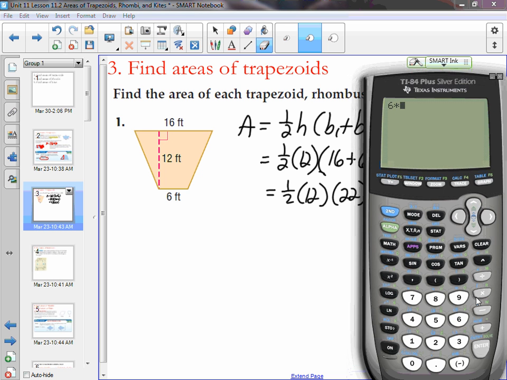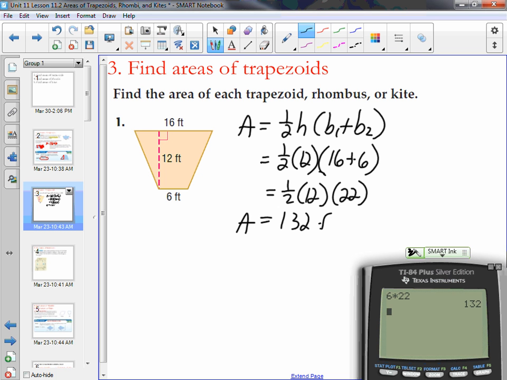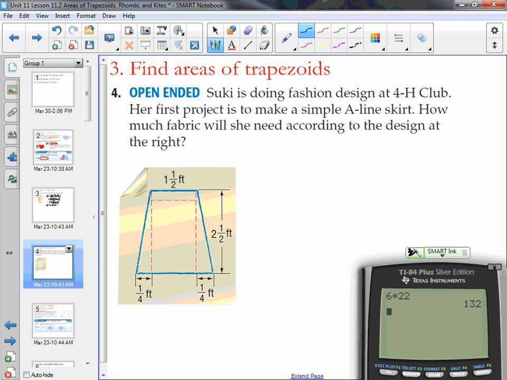And 6 times 22 is 132. So our area equals 132 square feet squared. All right? So, not so bad. Let's see if we can find one more challenging. All right, skip ahead a bit to number 4.